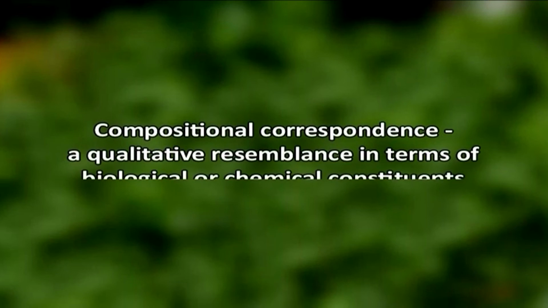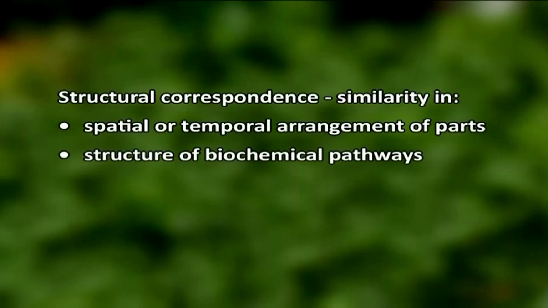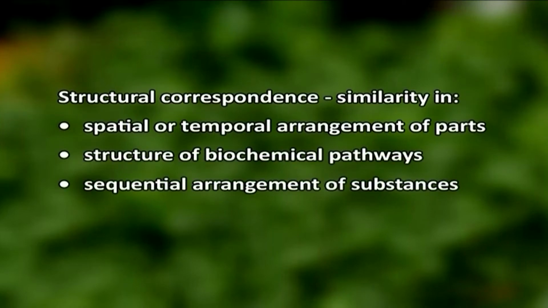To overcome this difficulty, Sneath and Sokal proposed the concept of compositional and structural correspondence. Compositional correspondence was defined as a qualitative resemblance in terms of biological or chemical constituents, whereas structural correspondence was taken to mean similarity in terms of spatial or temporal arrangement of parts, or in structure of biochemical pathways, or in sequential arrangement of substances or organized structures.